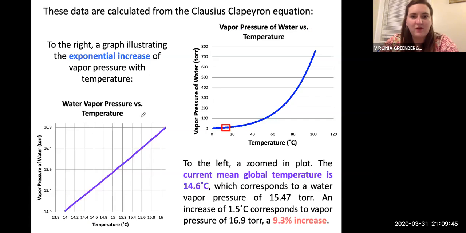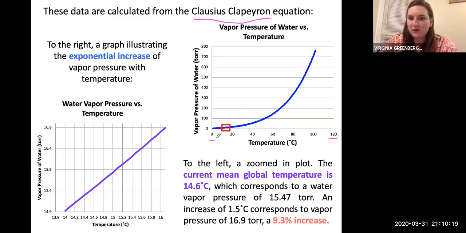So what we have are two curves showing us the vapor pressure of water as temperature changed. And these were both modeled using the Clausius-Clapeyron equation. So if we look at this graph on the right, we have a much broader temperature scale. We go all the way from 0 to 120 degrees Celsius. And we can see that full increase of water's vapor pressure as we increase temperature.